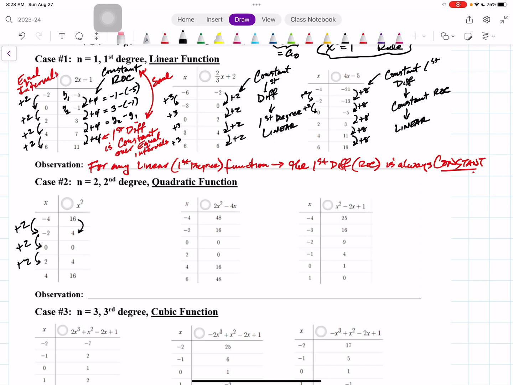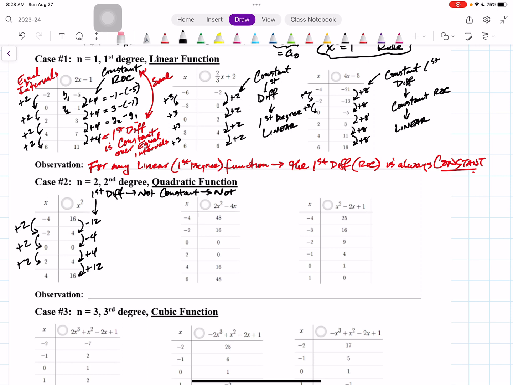So from 16 to 4 is a decrease of 12. From 4 to 0 is a decrease of 4. Or you can take 0 minus 4 is -4. 4 minus 0 is 4, so it's increasing now. And then from 4 to 16 is an increase of 12. Well, this is not constant, first of all. So right here, the first difference is not constant. First difference, all right, that means it's not constant. That means it's not linear.